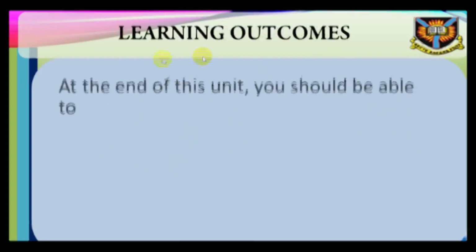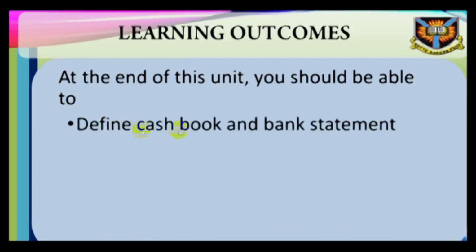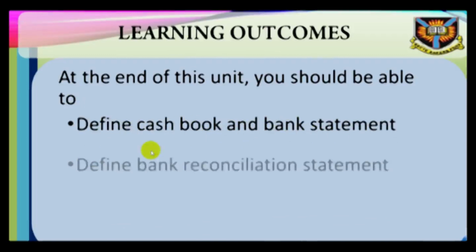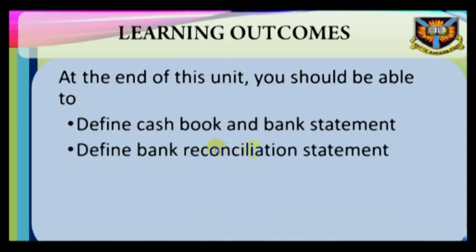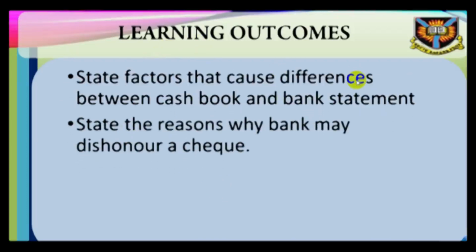Learning outcomes. At the end of this unit, you should be able to: 1. Define cash book and bank statement. 2. Define bank reconciliation statement. 3. State factors that cause differences between cash book and bank statement. 4. State the reasons why a bank may dishonor a check.